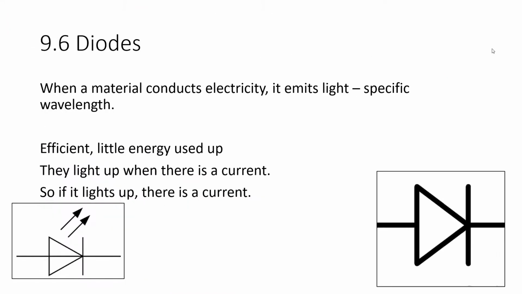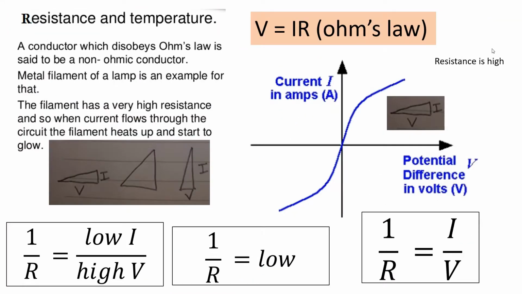For a filament lamp, it looks more like an S. So as you increase the voltage, the current becomes less and less. That's why it looks like it's becoming more horizontal as you increase V. So a conductor which disobeys Ohm's law is said to be a non-ohmic conductor. So remember, V equals IR. It is a straight line where V is proportional to I and R is a constant. In this case, R is not a constant.